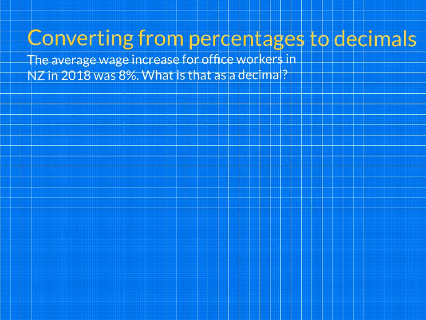In this example, we're going to be converting from percentages to decimals. The average wage increase for office workers in New Zealand in 2018 was 8%. What is that as a decimal? Okay, so we first of all need to think, what is 8%?